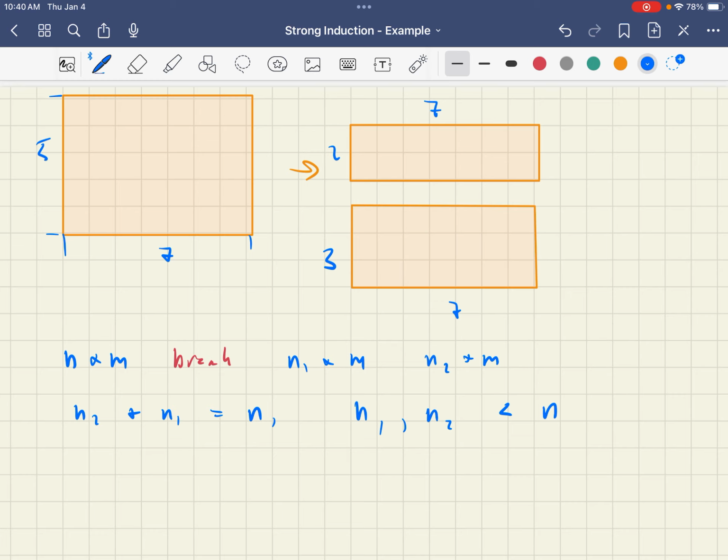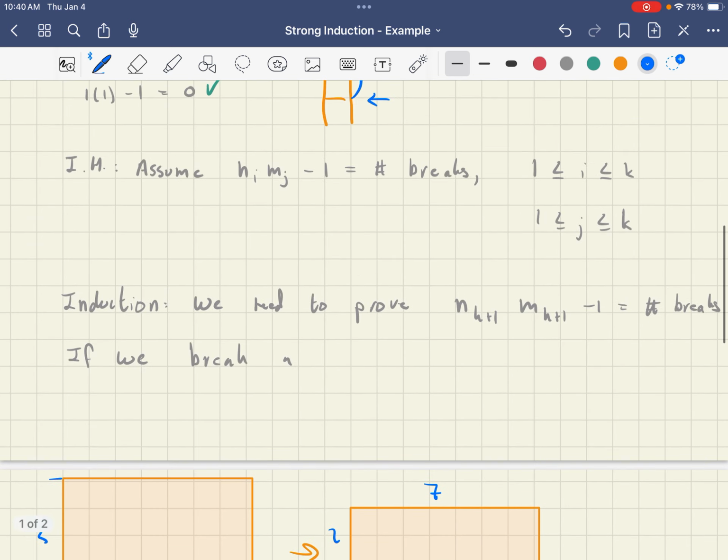Well, here we can use our strong induction. Why? Well, remember what our hypothesis was. Our hypothesis was that some ni, which is less than k plus 1. Why is it less than k plus 1? Well, we said it's less than k plus 1 right here. So some ni that's less than nk plus 1.